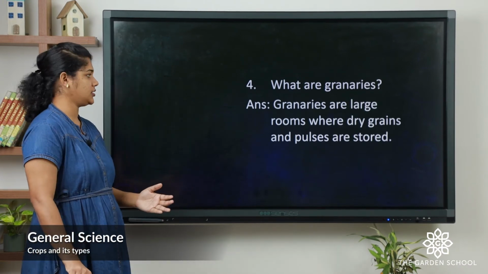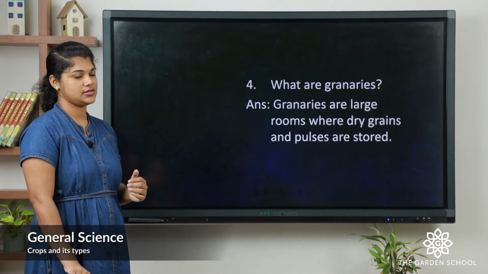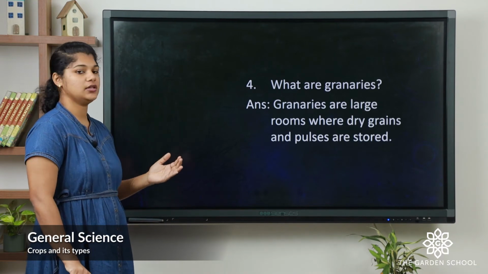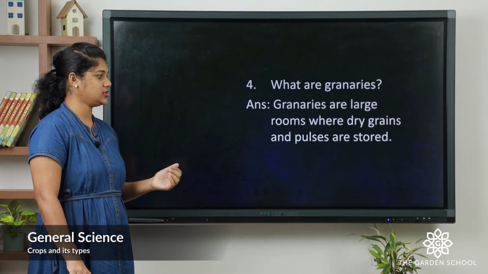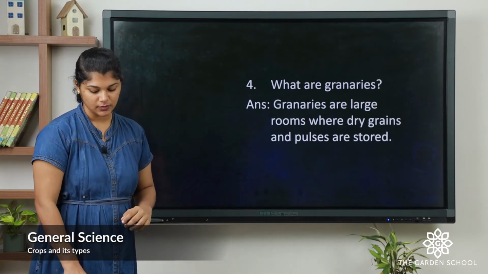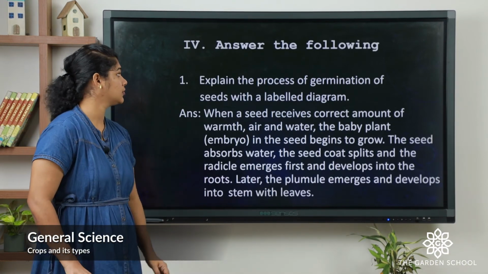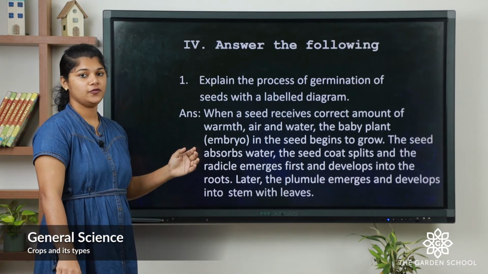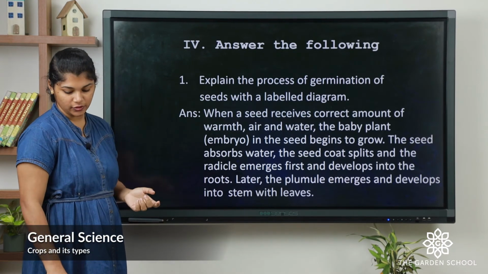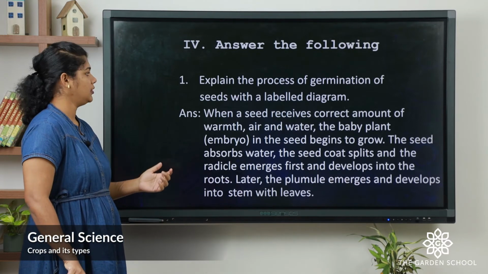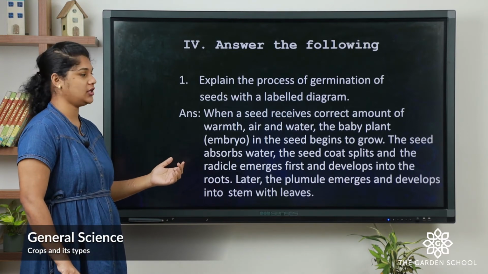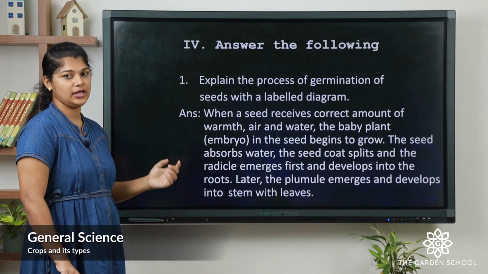And the fourth question, what are granaries? Granaries are large rooms where dry grains and pulses are stored. Let us move on to the fourth Roman letter, that is answer the following in 2 or 3 sentences. First one, explain the process of germination of seeds with a labeled diagram.